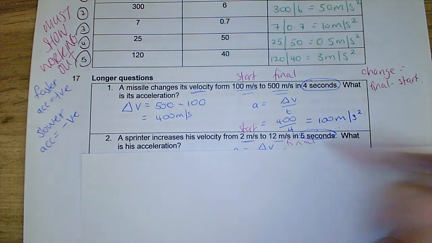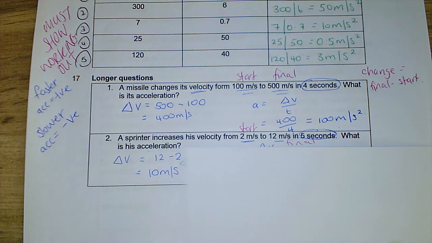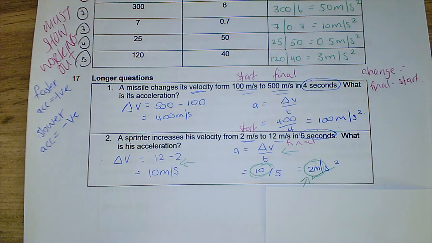So we work out our change in velocity. 12 take away 2 is 10 meters per second. Write down our equation. 10 divided by 5 gives you 2 meters per second squared. The parts that are highlighted in green are showing you where you would potentially get marks in a test.